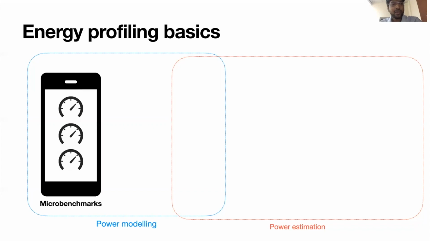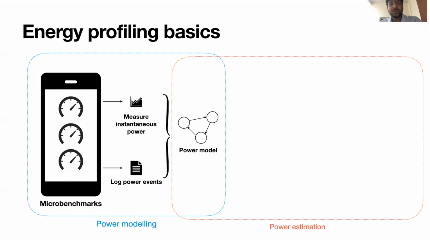During power modeling, we run a set of micro benchmarks on a test device. While running these micro benchmarks, we log some power events such as CPU frequency change. And we also measure instantaneous power by connecting the phone to a power monitor. Then these power events and instantaneous power are correlated to build a power model, which typically is a finite state machine. Here the states are the different power states consuming different amounts of current, and the transitions are power events such as CPU frequency changes.